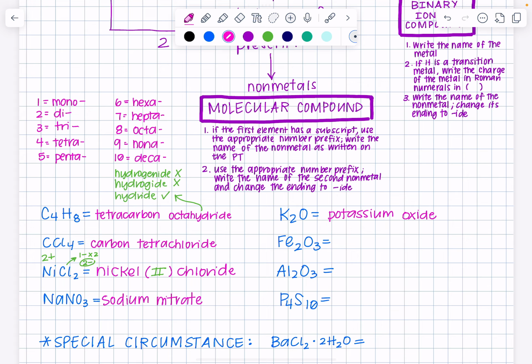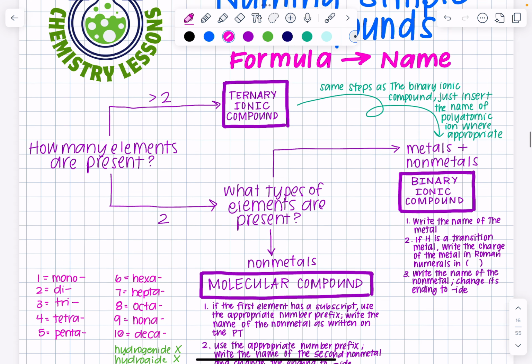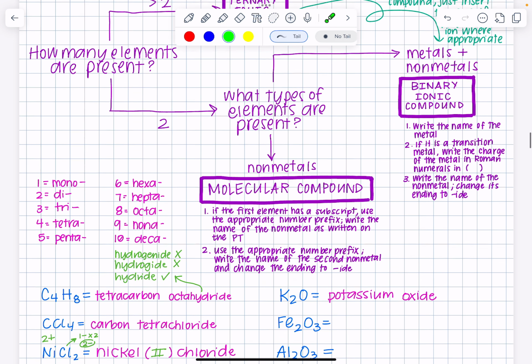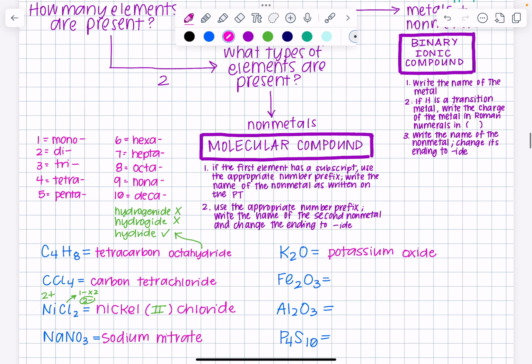Okay, next one. I've got Fe and O. There are 2 types of elements, and one of them is a metal. So I'm going to follow my binary ionic compound rules. Step 1, name the metal. That would be iron. Iron is a transition metal, so I'm going to leave that space there for its charge. And then we name our nonmetal, changing the ending to IDE, so oxygen becomes oxide.